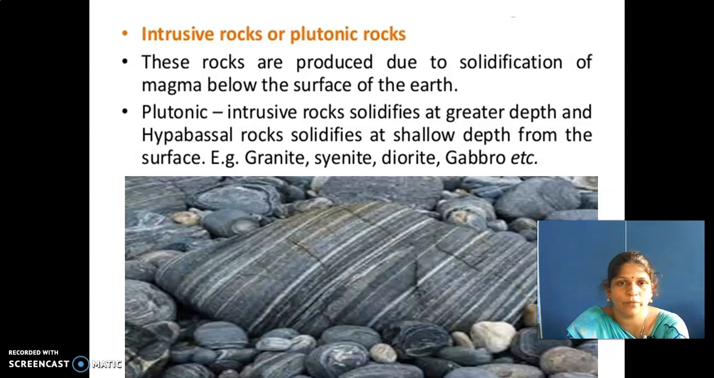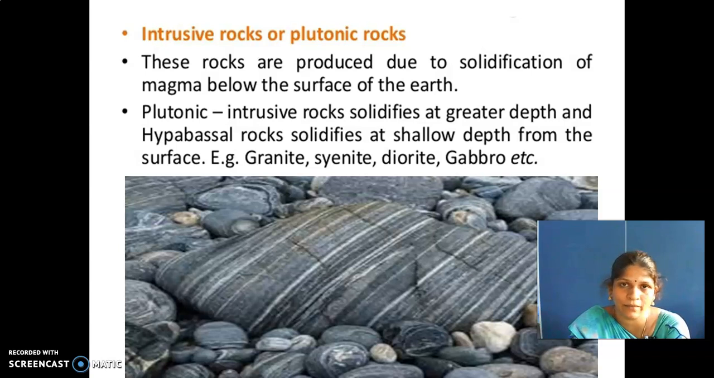These rocks are produced due to solidification of magma below the surface of the Earth. It is inside, not the upper surface, not the upper part of the crust. It is beneath the crust part. Do you understand what I am saying? Yes, children. These rocks are produced due to solidification of magma. That magma gets cool and solidifies beneath the crust, and these intrusive rocks are produced.